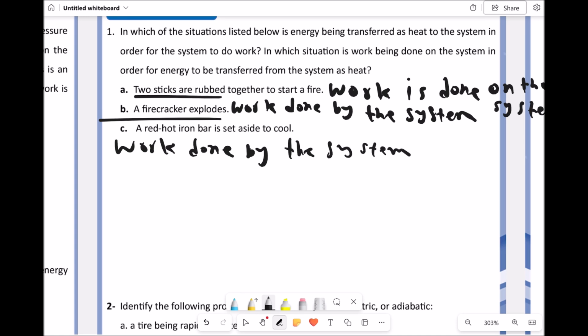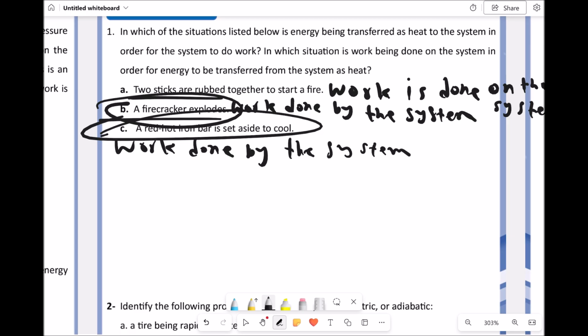Now if you ask why: first of all, if you rub two sticks together to start the fire, you're basically doing work on them, okay? You are moving them and you are causing friction. So you are doing work on the system. When a firecracker explodes, it's going to affect the air, okay? It's going to make the air around it hot. So a firecracker is doing the work. So the system here is doing the work. So work done by the system. If you have a piece of iron which is really hot, this piece of iron is going to transfer heat to the surroundings.